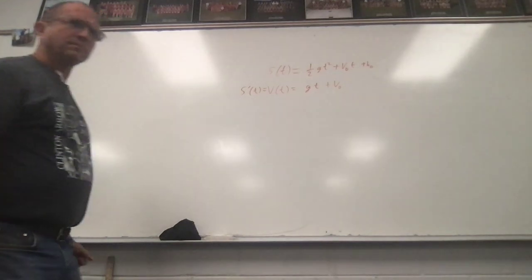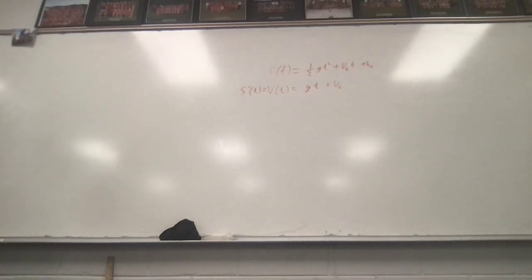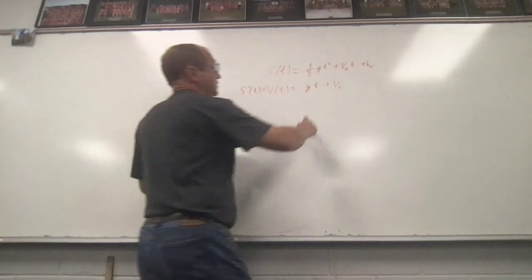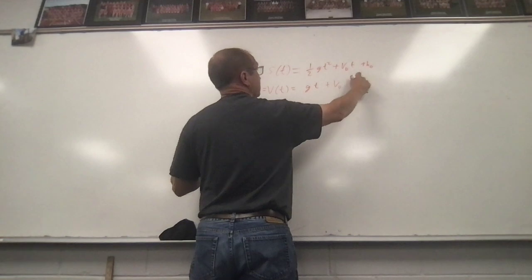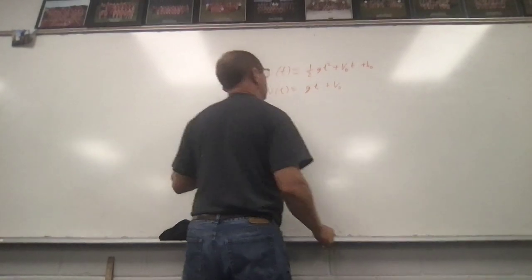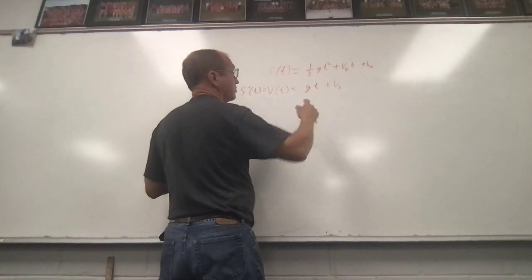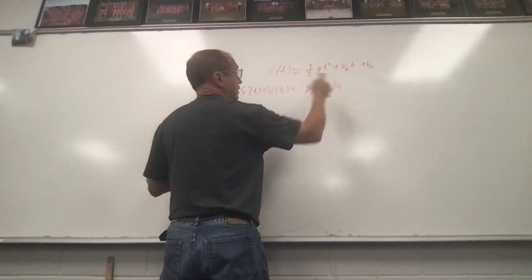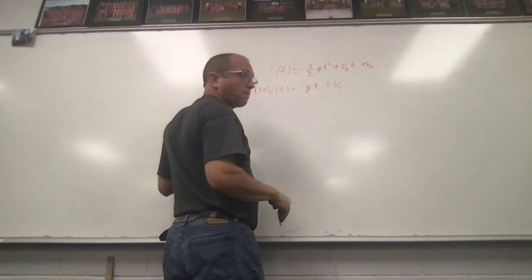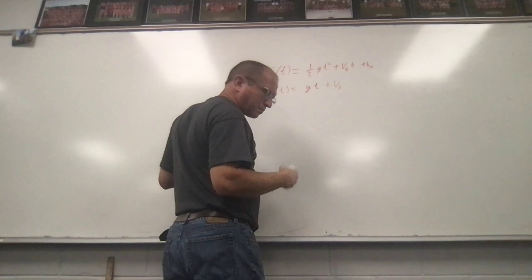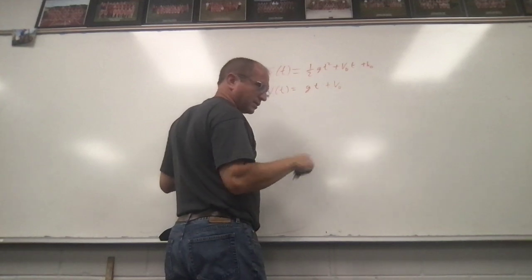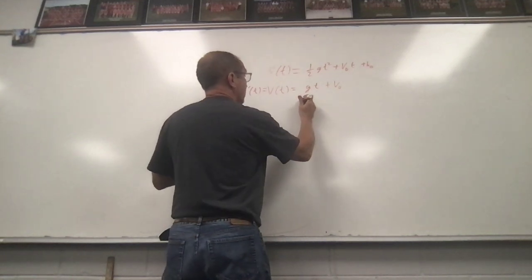So velocity is the rate of change of position. And in a projectile motion problem, it just happens to be gt plus v naught. Now you may have used a for acceleration there, but that's what gravity is. Gravity is an acceleration.